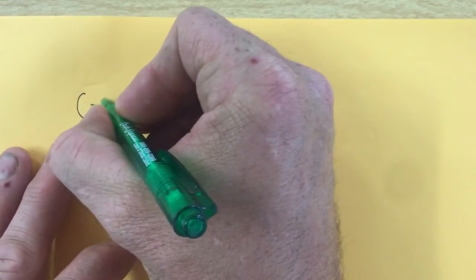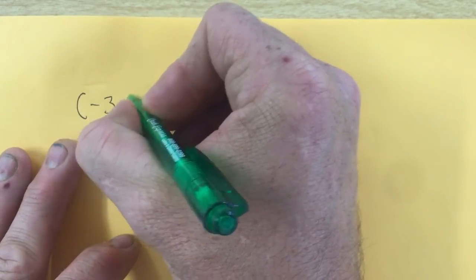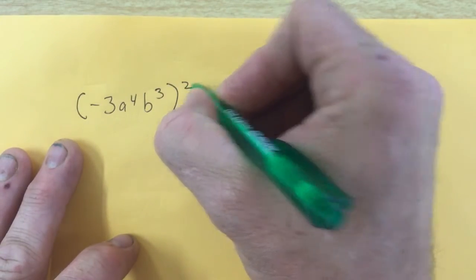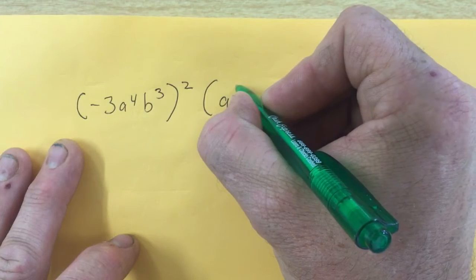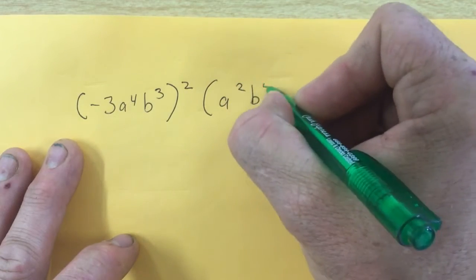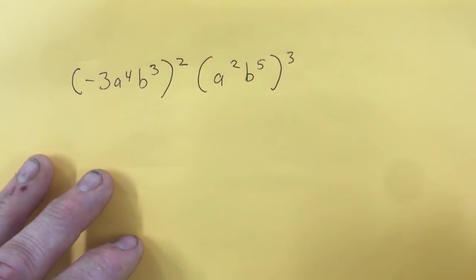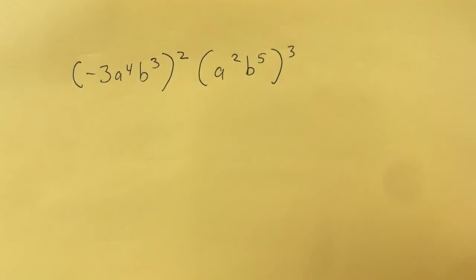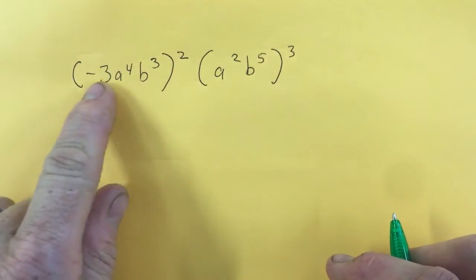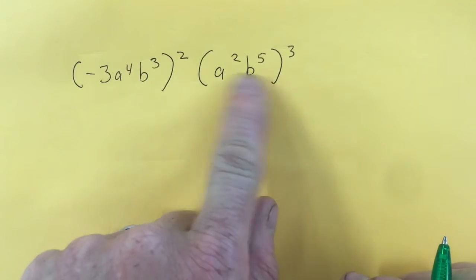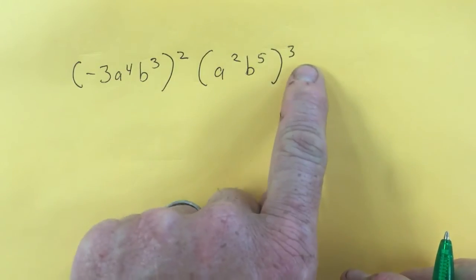Here's another one. Suppose I have this. Negative 3a to the 4 b to the 3, all that's squared. I've got a to the second, b to the fifth, all that's to the third power. Okay, what am I going to get here on this? All right, well, if I look in here, there's no like terms, so this is all simplified. All this is squared. Same thing here. This is all simplified, and it's all to the third power.